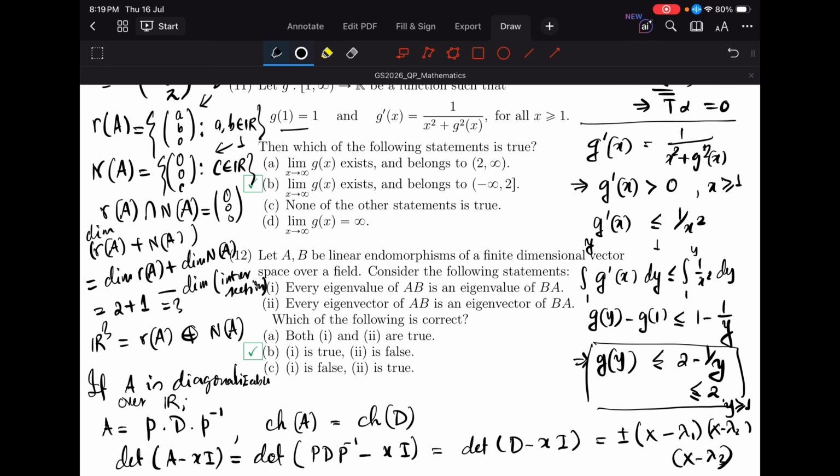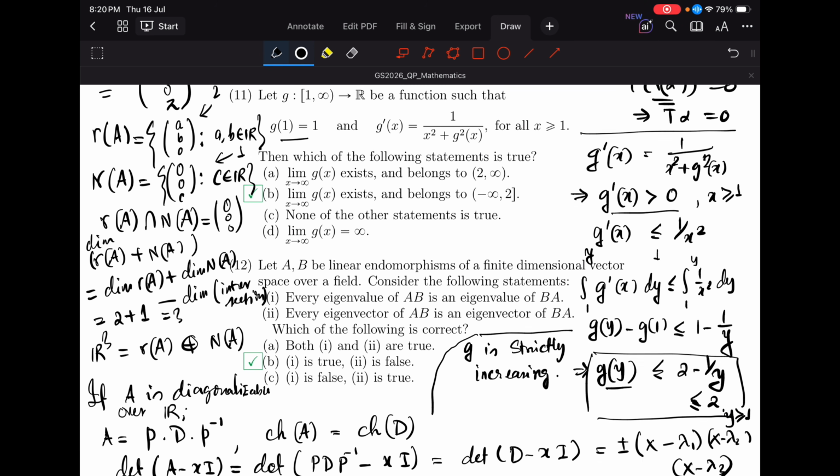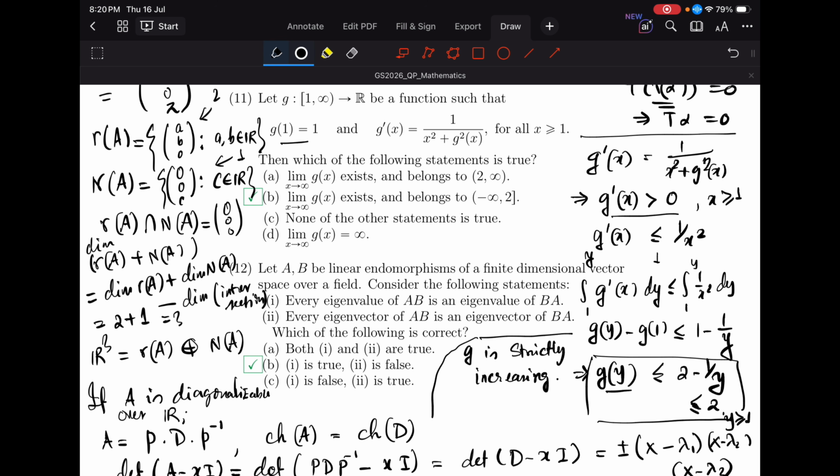And as I told you, g prime of x is strictly positive, so that means g is a strictly increasing function. So you can write here g is strictly increasing. So as g is strictly increasing and g(y) is less than or equal to 2, that means g(y) is bounded. g(y) is less than or equal to 2, right? So it's strictly increasing and g(y) bounded, and g is continuous. Okay, then we have a limit. The limit exists. Why does the limit exist?